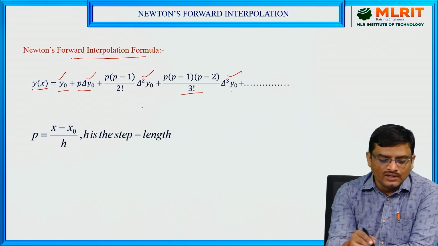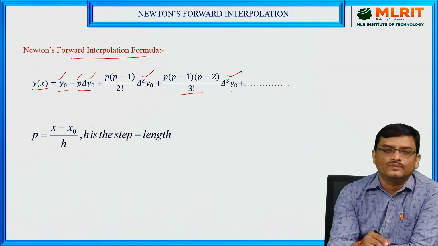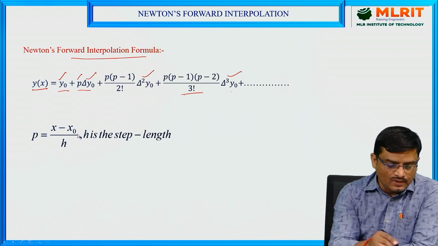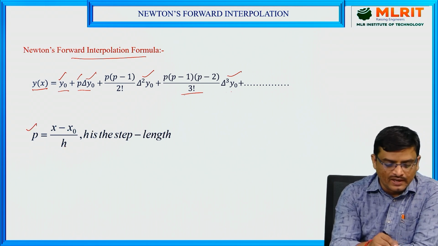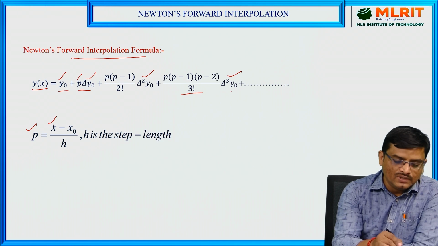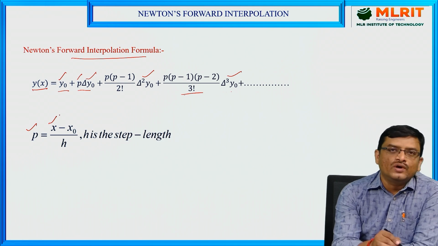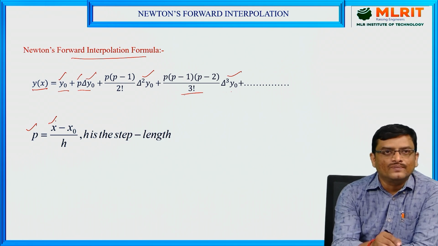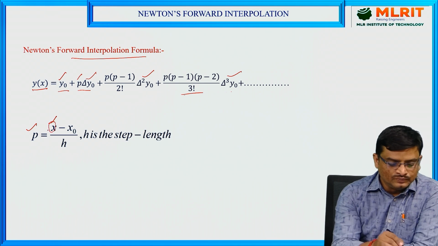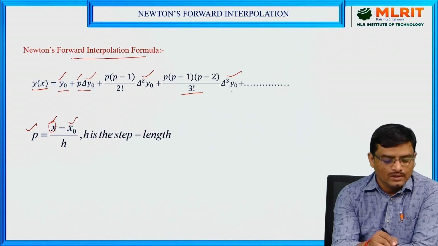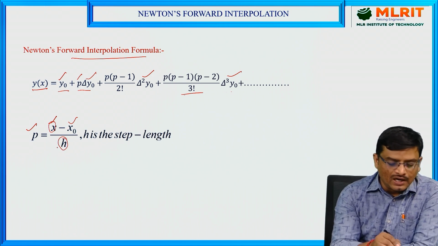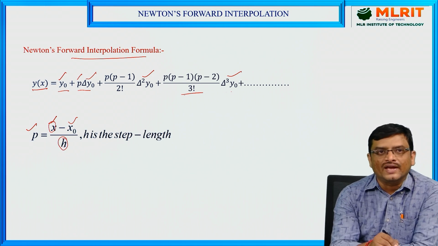Now the unknown value here is the p value. In order to find p, we have the standard formula: p is equal to x minus x naught by h. x is the point where you are going to find the value of y, which will be given in the problem. x naught is the initial value of x given in the data, and h is the common difference between the values of x.